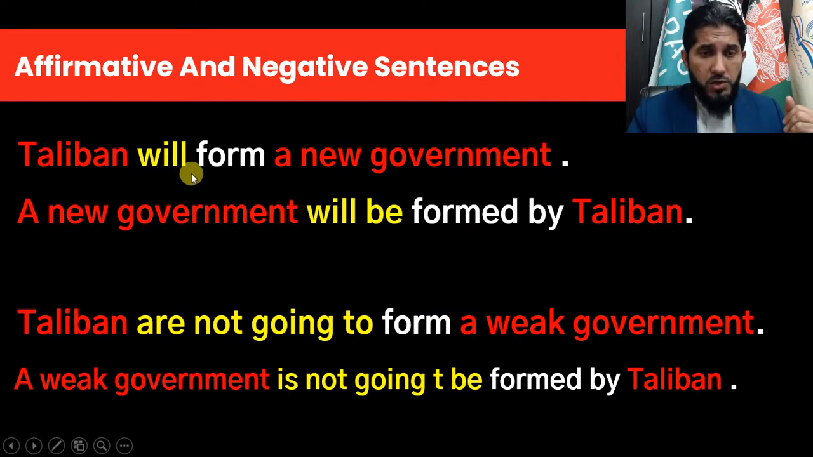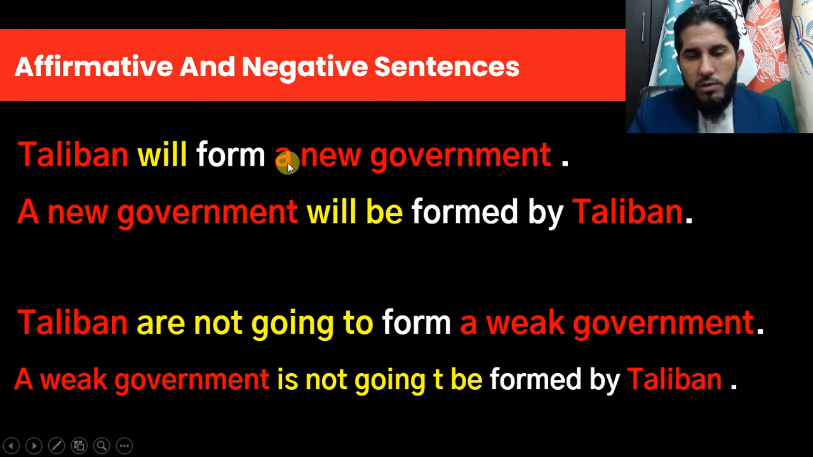Now, if you want to change this sentence from active voice to passive voice, look, what's your subject here? Taliban, in red color. This is your subject. And form is the main verb, and will is the auxiliary, as I said before. A new government, or I mean just government, but these extra words are related to this object, so therefore I've put all of these words in red color. So a new government is the object. So Taliban is the doer of this action, form, and a new government is the receiver of this action.